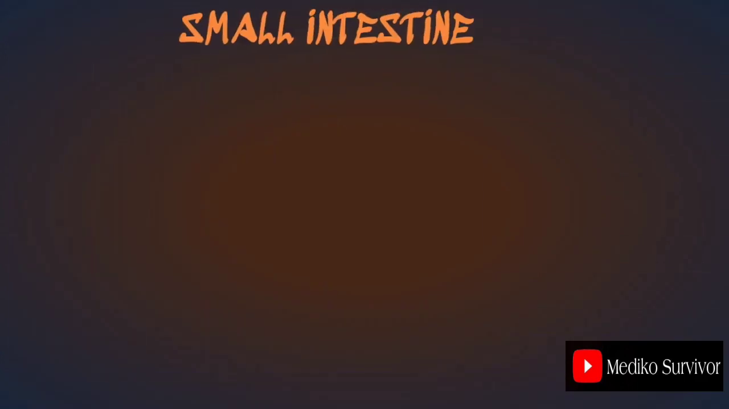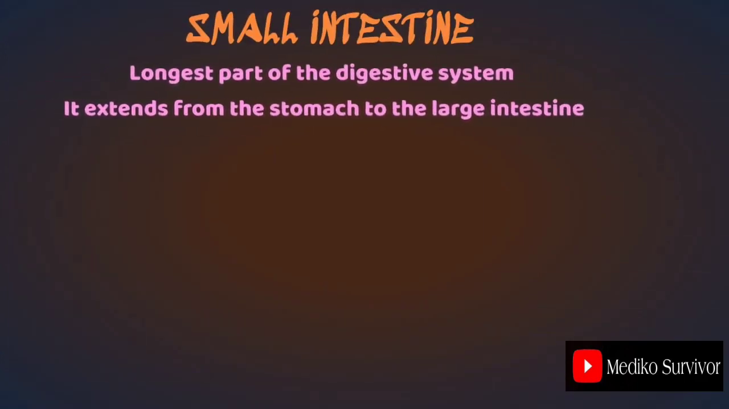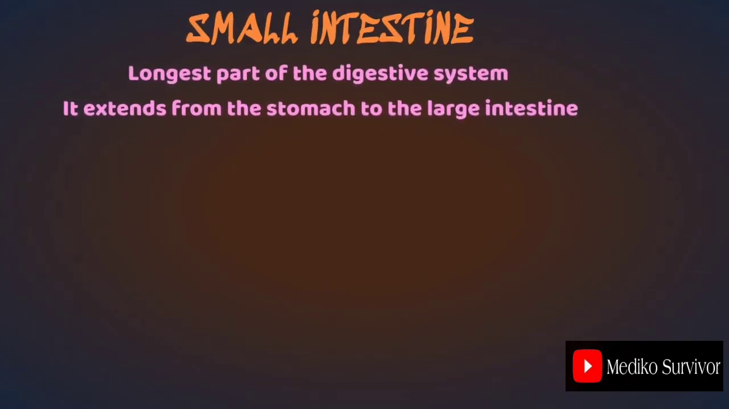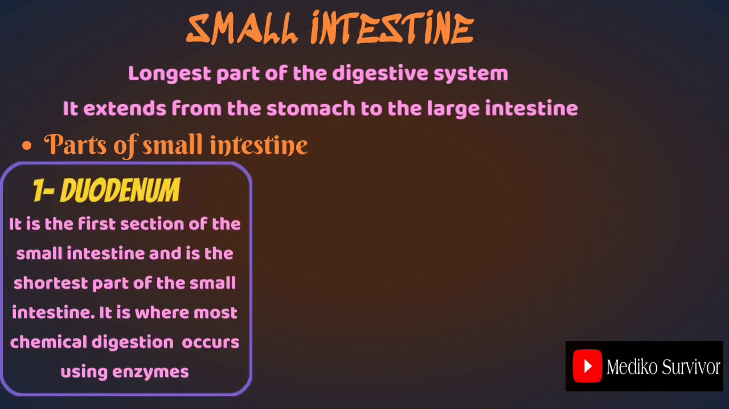The small intestine is the longest part of the digestive system. It extends from the stomach to the large intestine. The small intestine is divided into the following parts. Number 1. The duodenum. It is the first section of the small intestine, and is the shortest part of the small intestine. It is where most chemical digestion occurs by using enzymes.